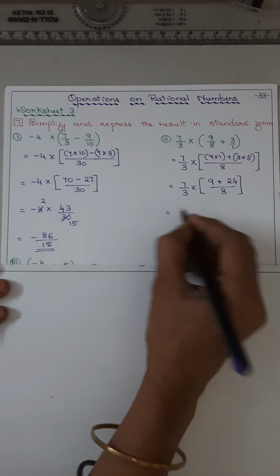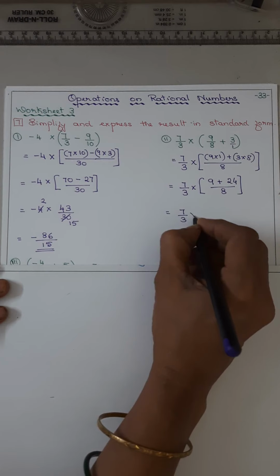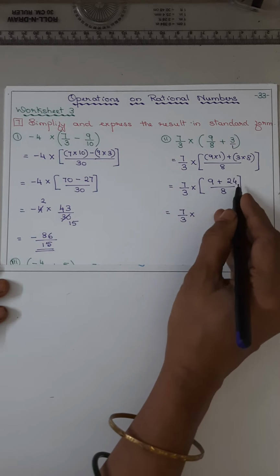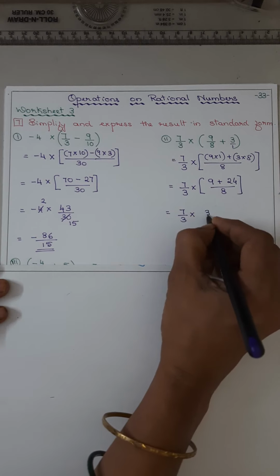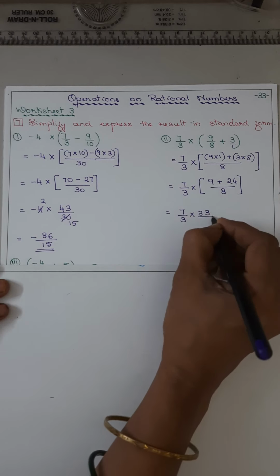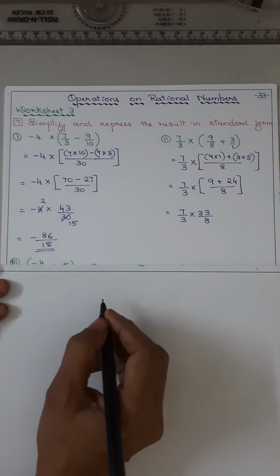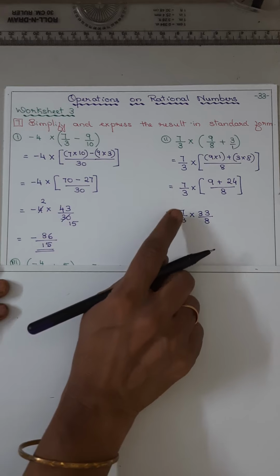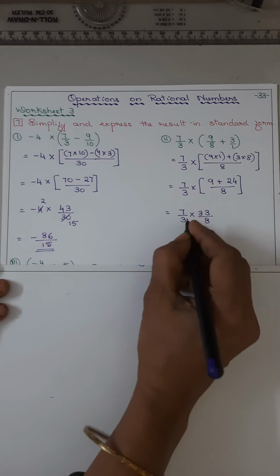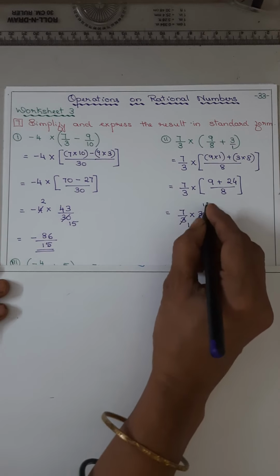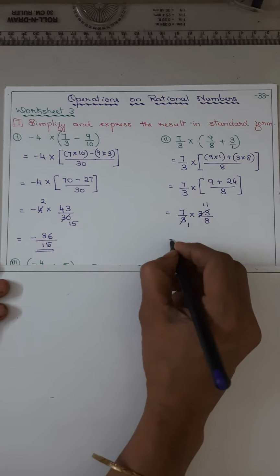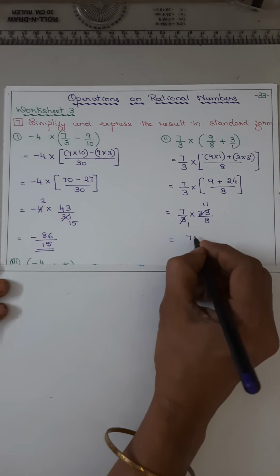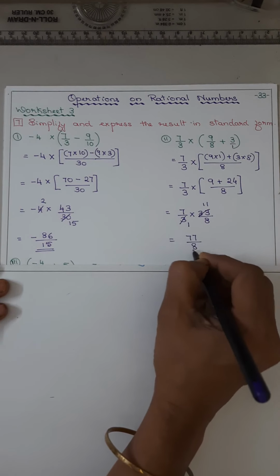It will be 7 by 3 into 9 plus 24, 33 upon 8. Is there any cancellation? 7 and 3, not there. 7 and 8, not possible. 3 and 33, 3 11s are 33. So you get the answer. Both are positive. 7 11s are 77, 1 8 is 8.